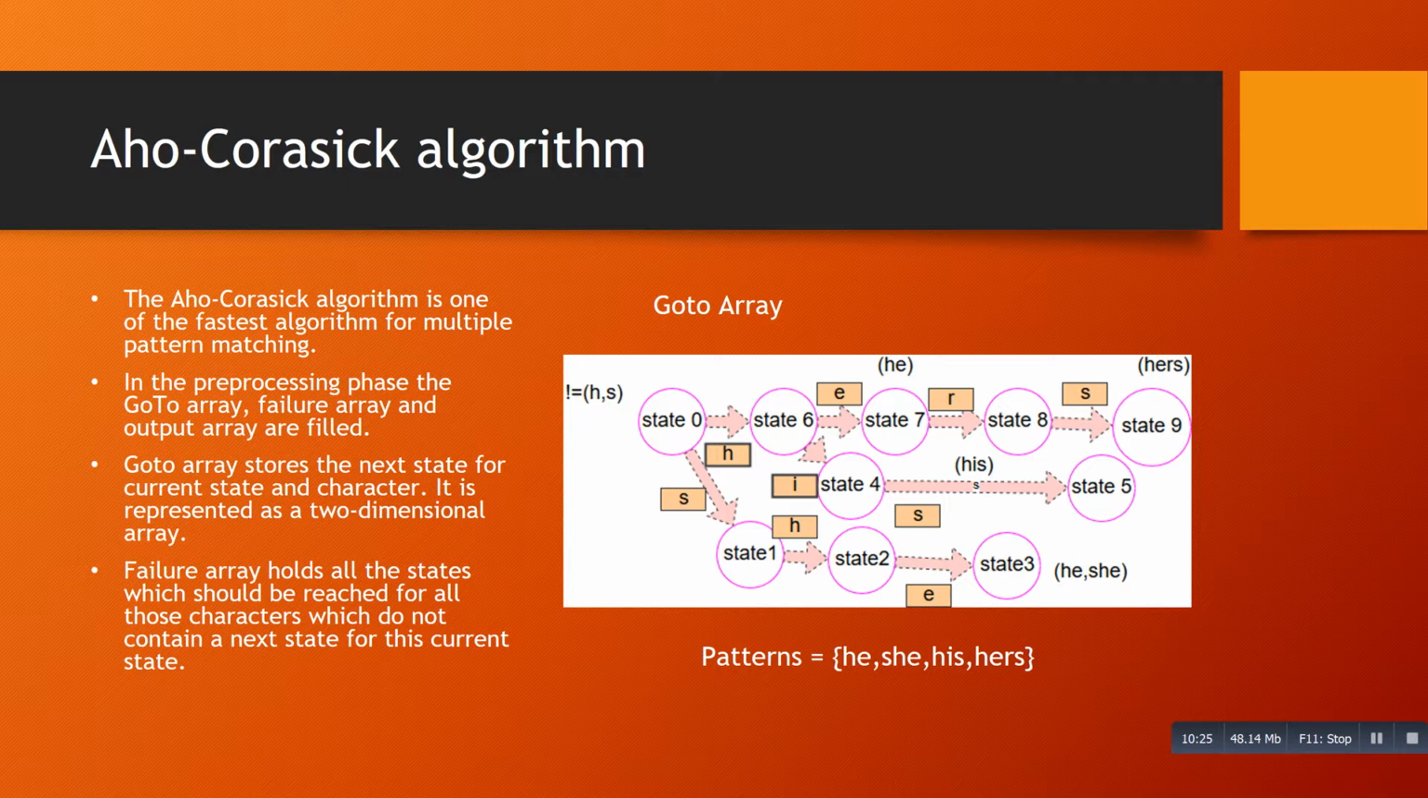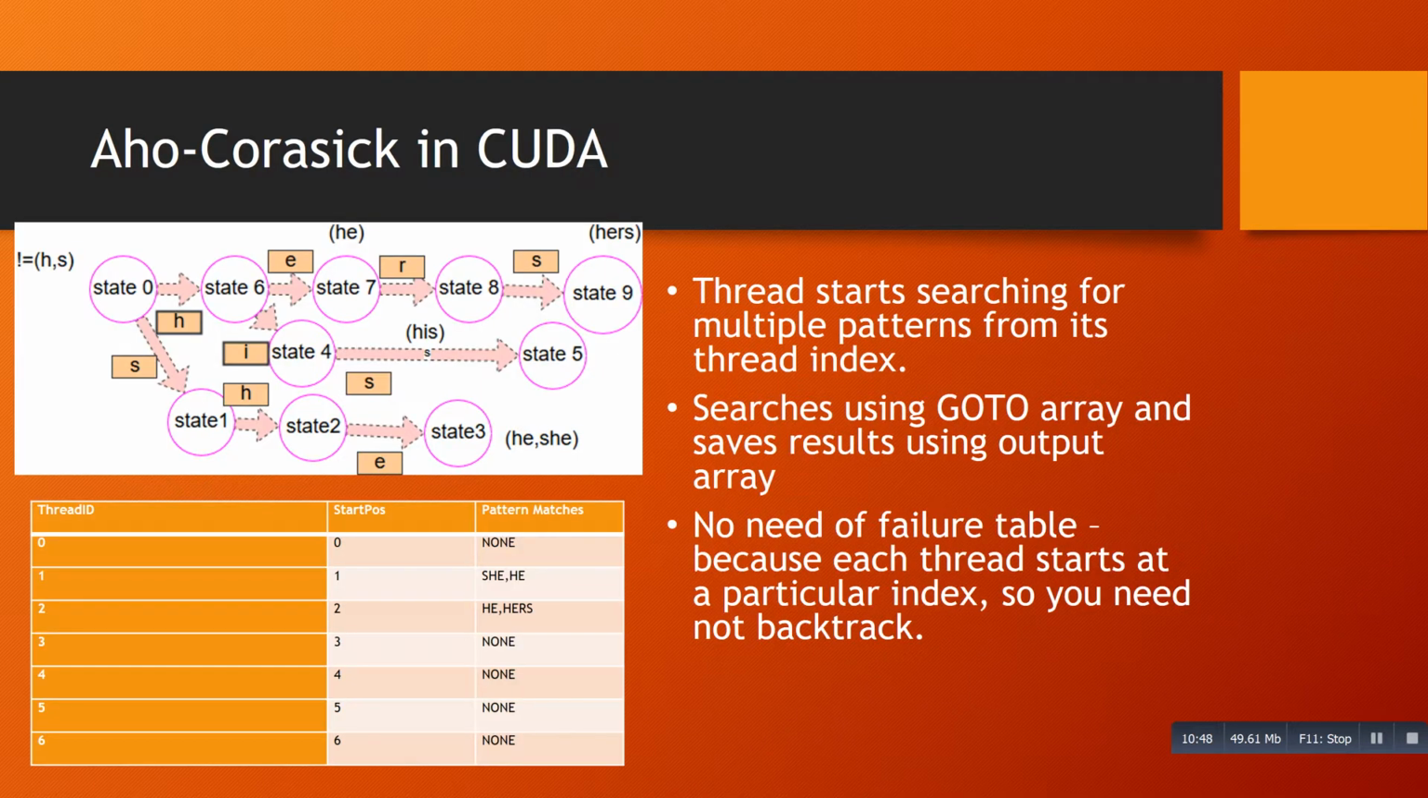The goto array is a table that stores the next state, given the current state and a character. It is represented as a two-dimensional array. The failure array holds all the states which should be reached for all those characters which do not contain a next state for the current state. So next, let's see why we do not need the failure array.